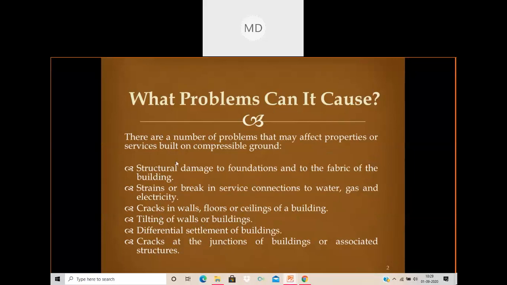Since the soil is compressible, if you give load on that soil, there are chances of getting settled. Settlement will be there, and as a result the foundation of the building will get damaged. Then the service connections like water pipes, gas, electricity wires may get disturbed, or they may break, pipe services and all, if cracks appear. Then walls and floors will crack. Generally this occurs in case of differential settlement. Okay, these are the things.